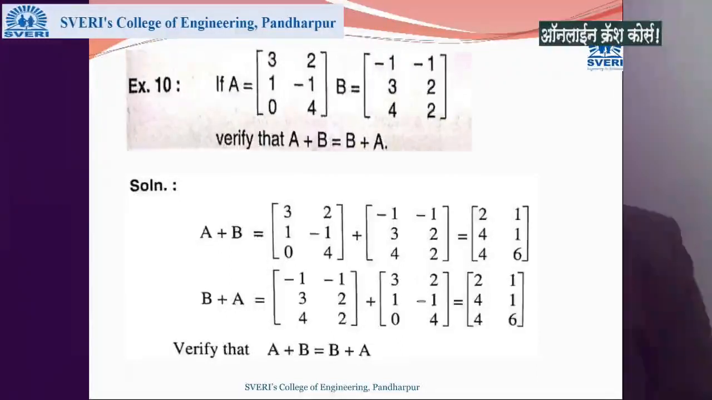Similarly, B plus A is equal to minus 1, minus 1, 3, 2, 4, 2 plus 3, 2, 1, 1, minus 1, 0, 4. So it gives again 2, 1, 4, 1, 4, 6. So here we can easily say A plus B is equal to B plus A.